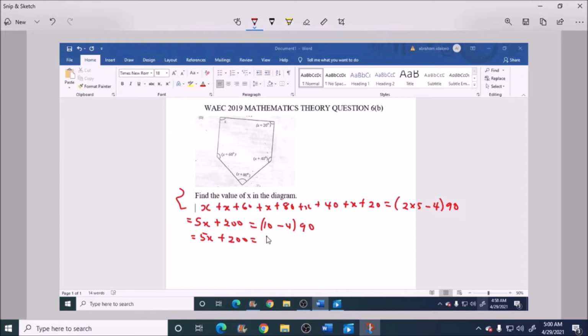5x equals 540 minus 200. 5x equals 340. Therefore x equals 340 over 5, and that will give us 68 degrees, and that's the answer. That's the value of x. Thank you.